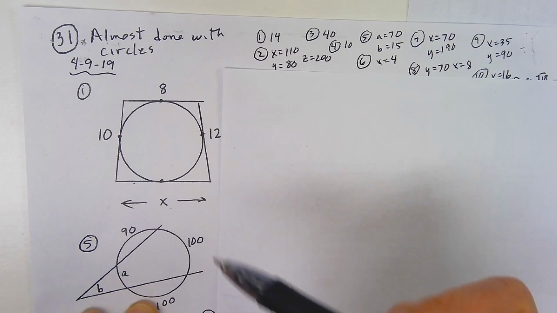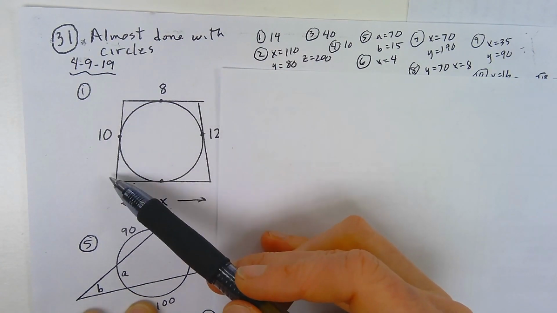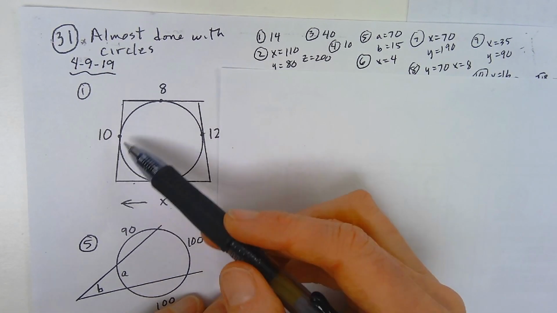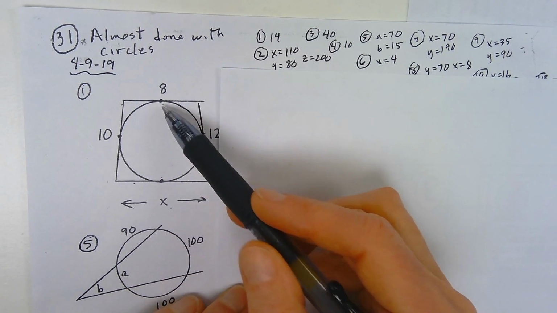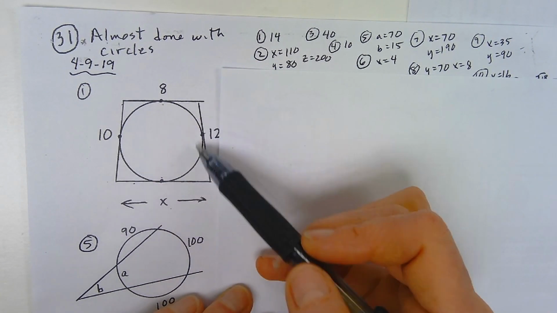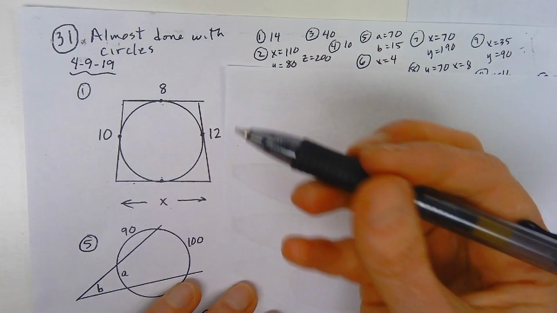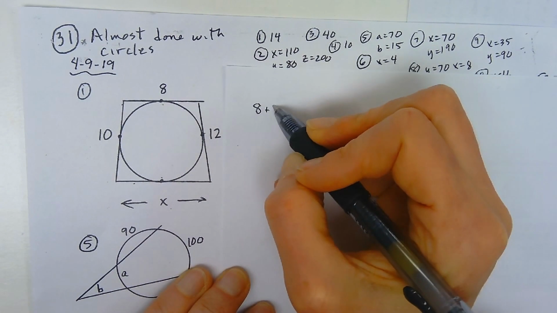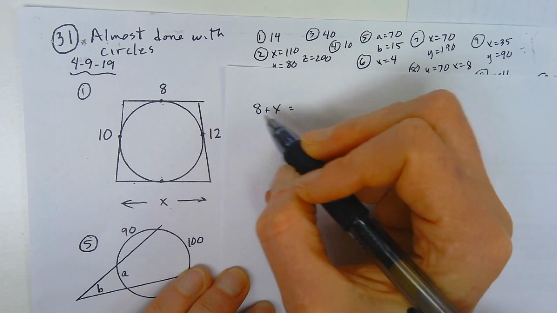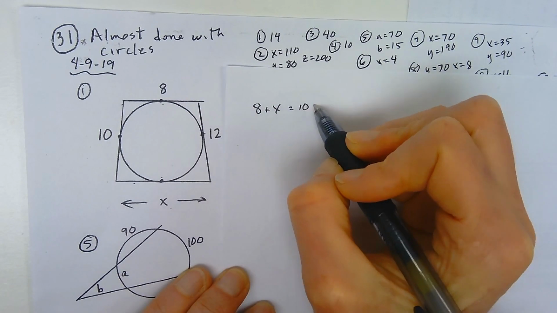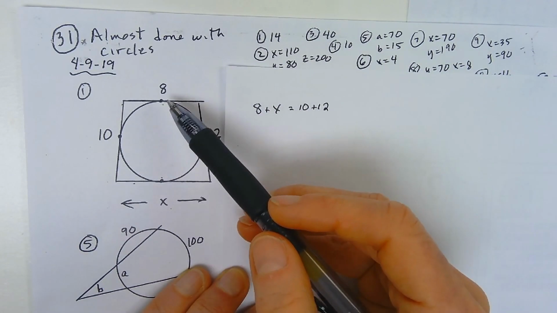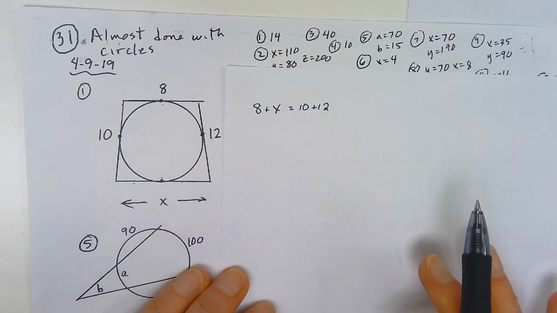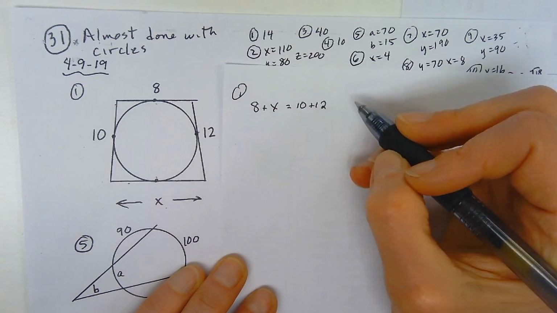Number 1, we have a circumscribed polygon around a circle. The definition of a circumscribed polygon is that each side is tangent to the circle. So these are tangents. One of the ways we can find missing sides is to remember that 8 plus x, opposite sides added together, are equal to the other pair of opposite sides added together. So 8 plus x equals 10 plus 12. And then you solve for x. That's number 1.